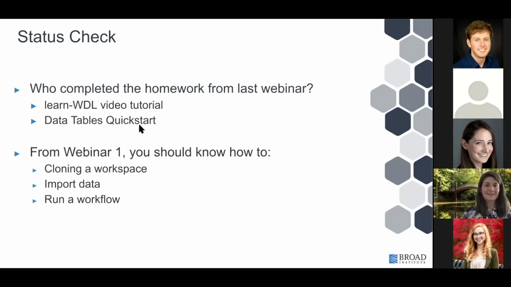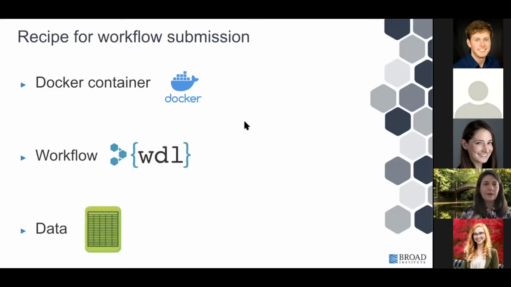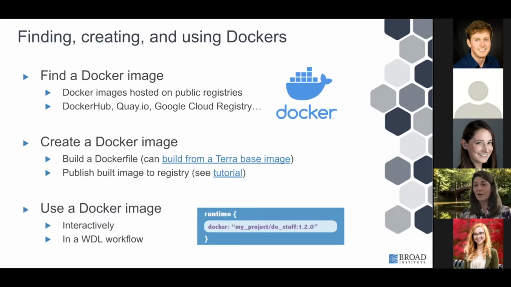Okay, so with that, let's jump in to writing and running our WDL workflows. As many of you probably know at this point, there are basically 3 components that we need to run a successful workflow submission. We need a Docker container, which is essentially a package of all of our software and its dependencies. We need a workflow written in WDL, and of course we need data. So let's talk about the first component, a Docker container. Dockers are basically portable packages that contain the software that you need in order to perform different functions with your workflow.